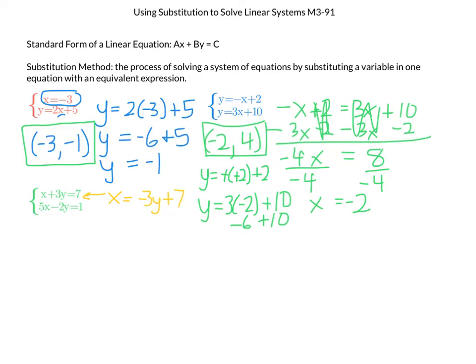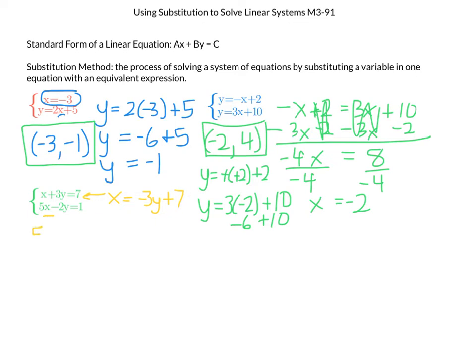Either way is fine. And I'm going to replace the x in the second equation. Now this actually tends to be a difficult thing for students to do. A lot of times I see students wanting to put this expression in place of the y, because they see the y here and they want to put it in the y here. But remember, x equals negative 3y plus 7. So we want to replace the x in the other equation with the expression that x equals. So that's what we're going to do.